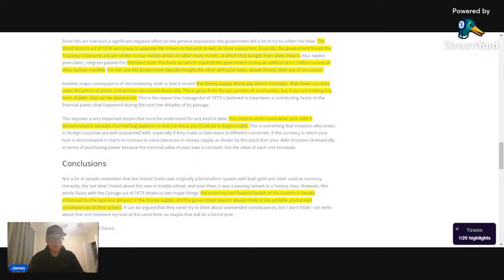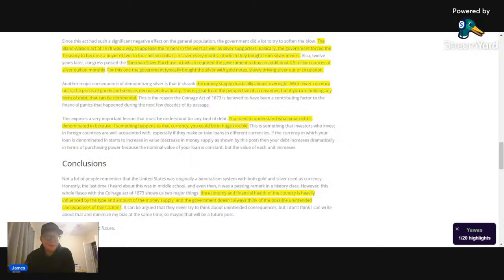So yeah, two of the major things that popped up for me were that the economy and financial health of the country is heavily influenced by the type and amount of the money supply. In this case, silver was gone, so we only had gold, so we had a lot less money supply in terms of nominal value. And also the fact that it was silver, which was more of the people's money, that was demonetized had a significant effect, right?